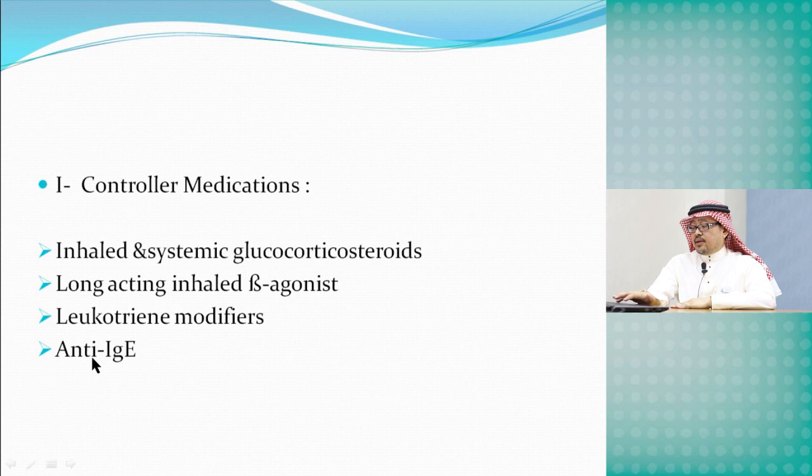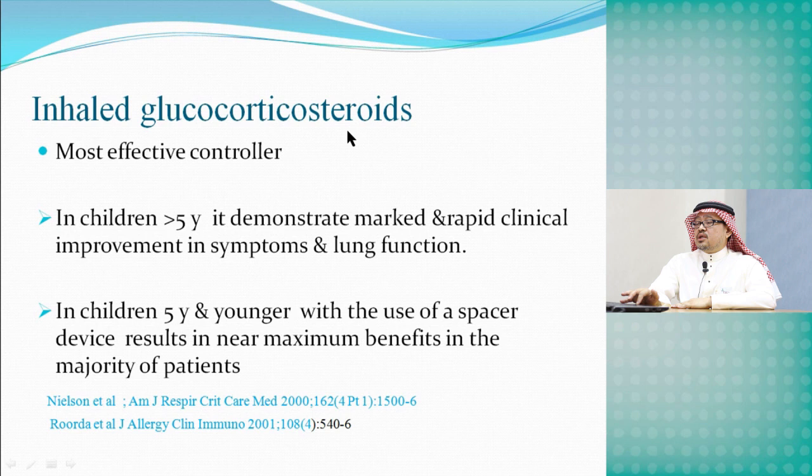The inhaled corticosteroid showed more effective control, supported by a couple of studies by Nelson and his group and others, published in respected journals. It showed that in children below 5 years, it demonstrates a marked, rapid, and clinical improvement in symptoms and lung function, while in children 5 years and younger, the use of a spacer device results in a near maximum benefit in the majority of patients.